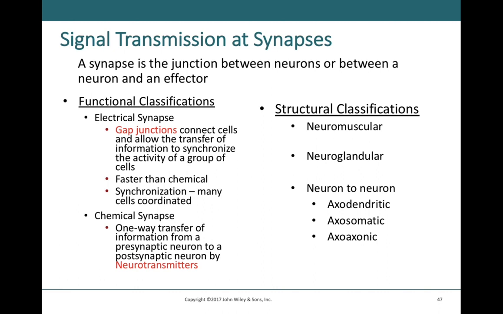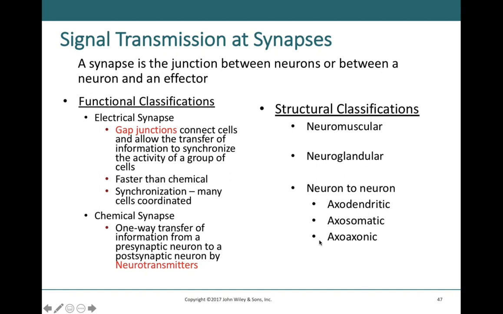So with neurons, these classifications are fairly straightforward. We have the neuromuscular junction, and we learned about this in Chapter 10. This is a synapse between a neuron and a muscle fiber, and we learned about this in great detail in Chapter 10. But we also have neuroglandular synapses, which will be between a neuron and some type of glandular cell. But the most common type of synapse is a synapse between two different neurons.